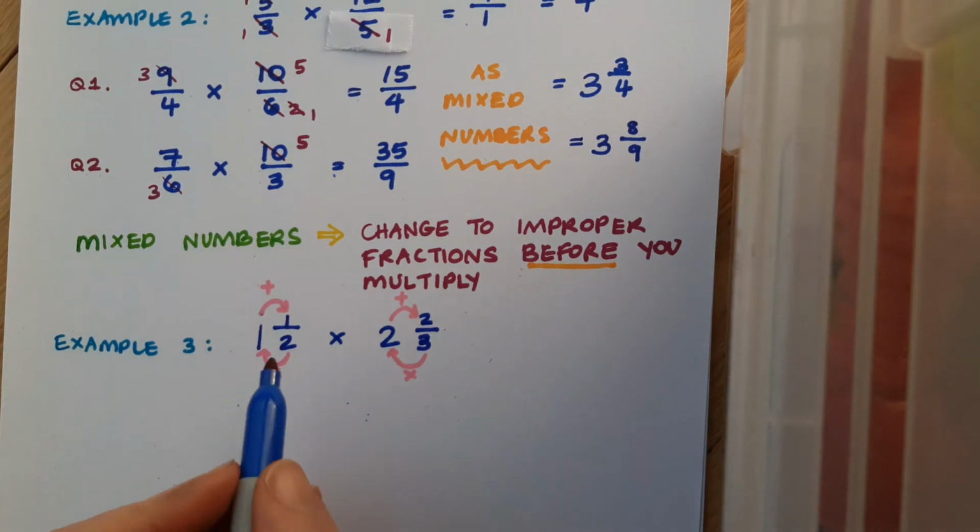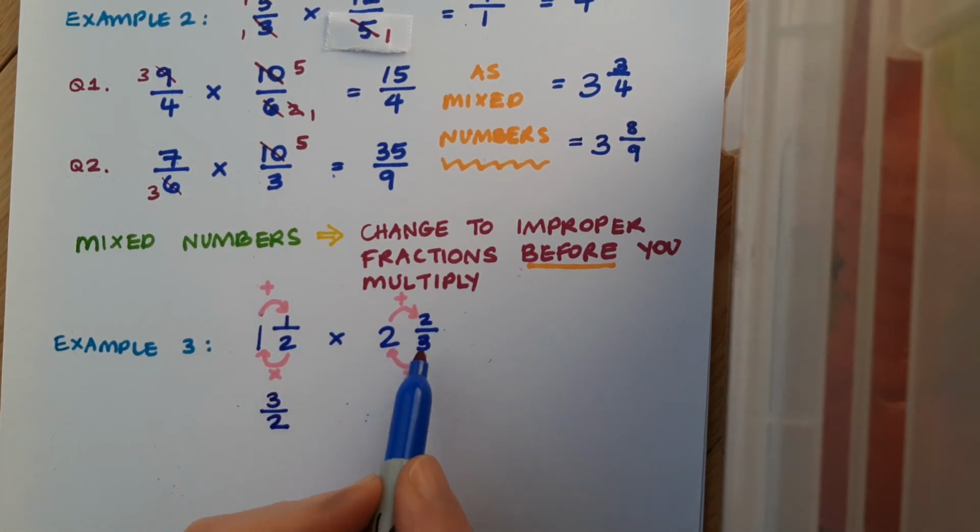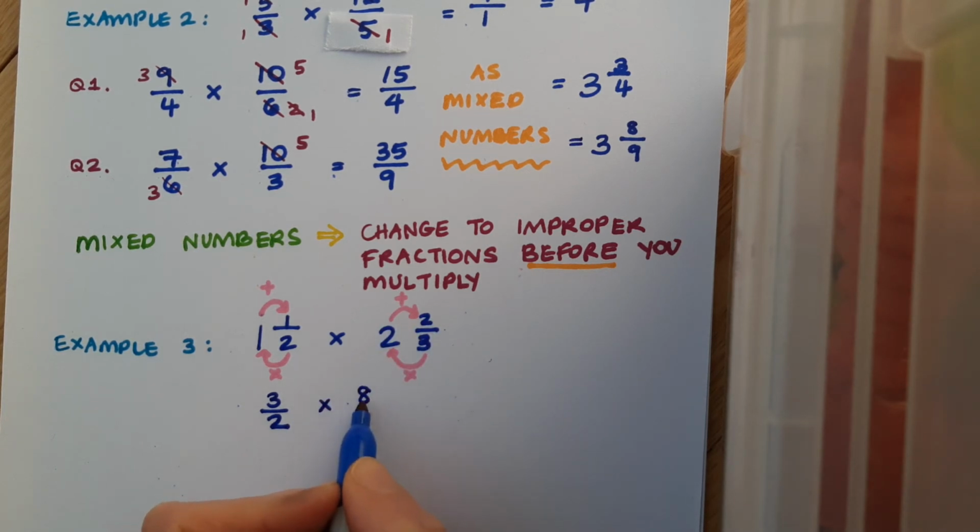So 1/2, that'll be 2 by 1 is 2 plus 1 is 3. That's 3 over 2. And then 2 and 2/3, that'll be 3 by 2 is 6 plus 2 is 8. So I'm multiplying by 8 over 3 there. And now I'm back to the same type of procedure as I had earlier. I look for any cancelling opportunities, I'll do those, and then I'll multiply top by top, bottom by bottom.